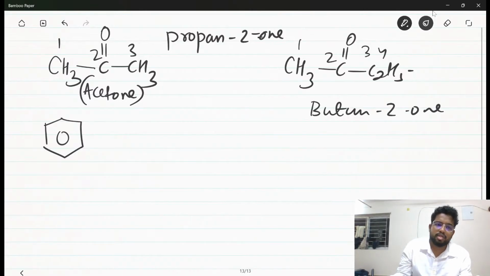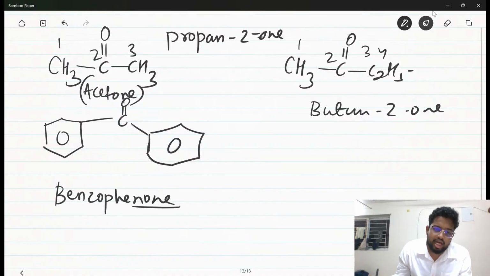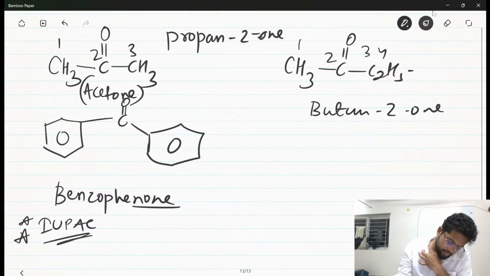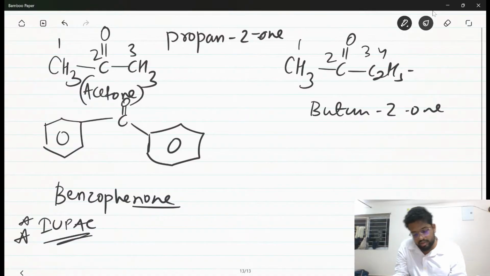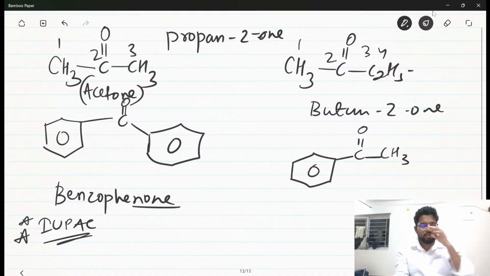But now you see another symmetrical ketone, with a benzene ring on both sides. What is the common name? Benzophenone. What is the IUPAC name? Important, important, important. Who can try? What is the IUPAC name of benzophenone? Next, another unsymmetrical ketone is acetophenone. If you can write the IUPAC name of benzophenone, you can write the IUPAC name of acetophenone also.